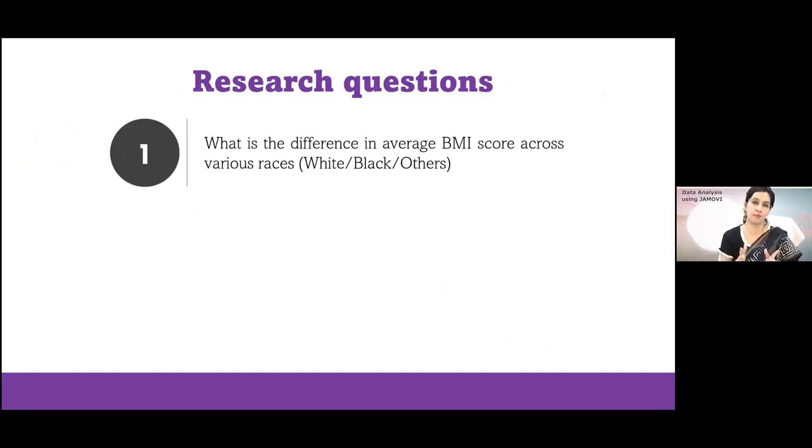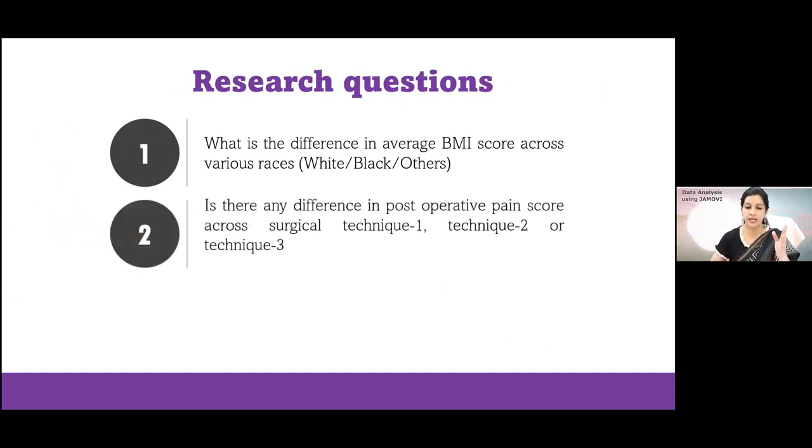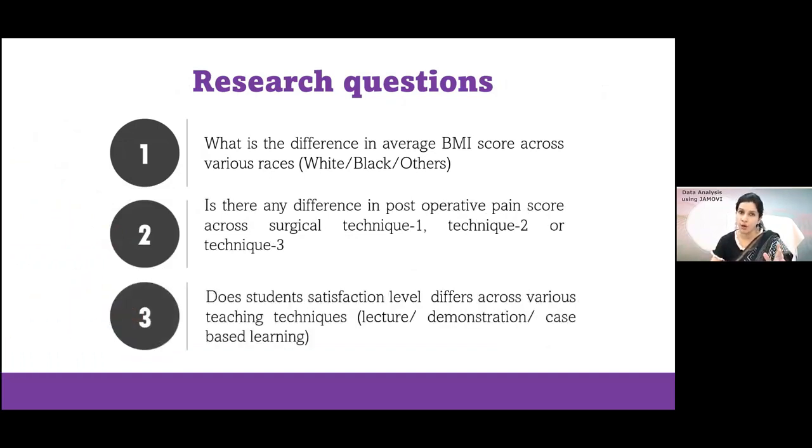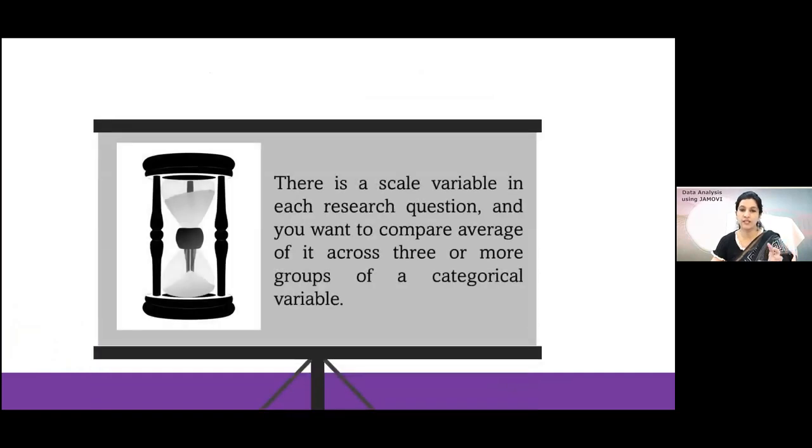If I want to compare the difference in the mean BMI score across three levels, maybe Black, White and Others, or is there any difference in the post-operative pain score across surgical technique 1, 2 and surgical technique 3, or does student satisfaction level differ across the various teaching techniques, and the three teaching techniques are lecture, demonstration and case-based learning. In all these, we observe that there is a scale variable in each research question, and I am comparing the average of this value across three or more levels of a categorical variable.